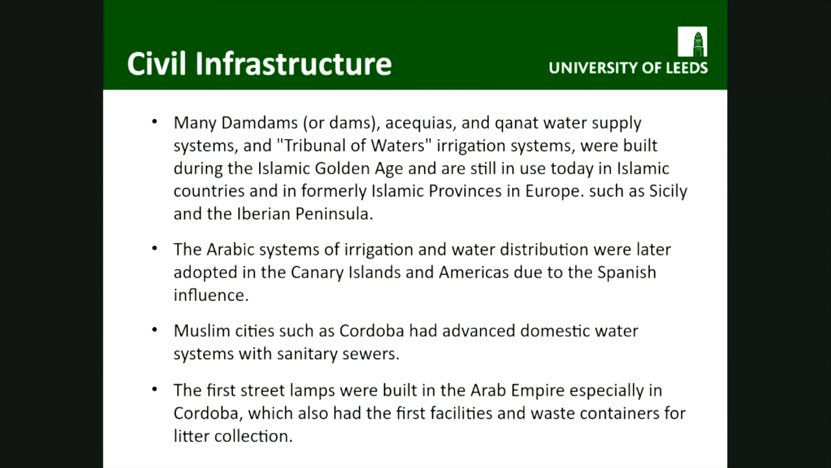this technology there. Cities such as Cordoba had advanced domestic water systems where water went to people's houses, and also sewage systems removing waste in an efficient manner. Whereas in Europe, for example, you had a lot of people suffering from cholera and other diseases as a result of the fact that rubbish and waste products were not removed in an efficient manner.